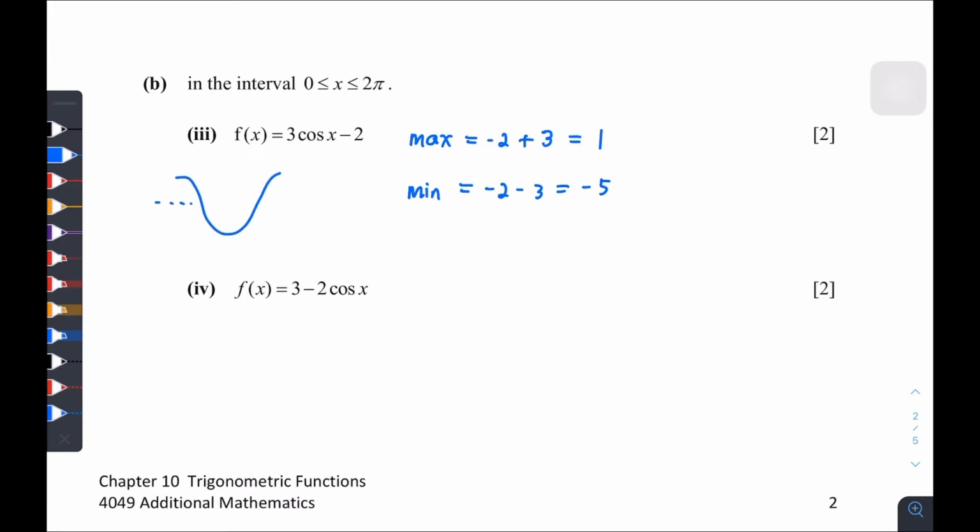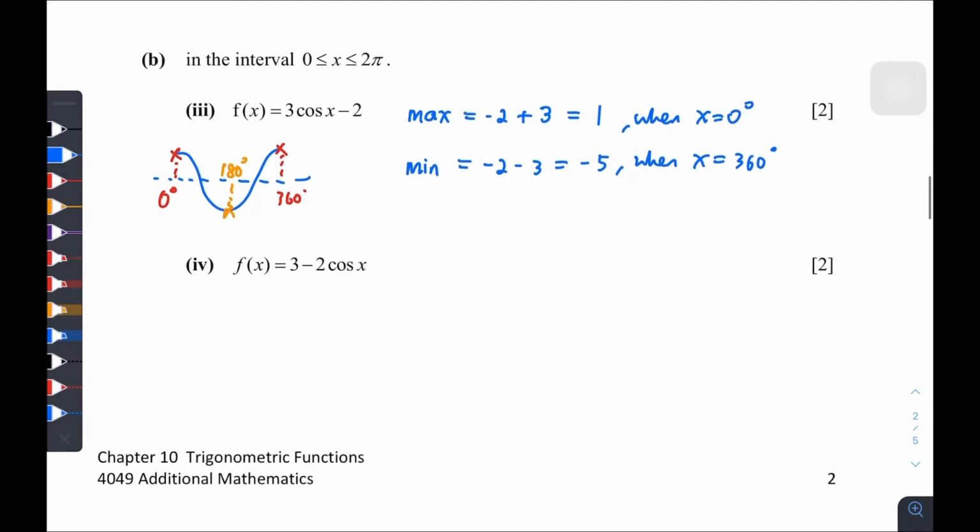Basic cosine graph. Okay, middle line over here. So where is the maximum? The maximum is over here. This is the normal cosine graph, so it will be 0 and 360 over here. The minimum is over here, so this is 180 degrees. So this would be when x is equal to 0 degrees, or when x is equal to 360 degrees.